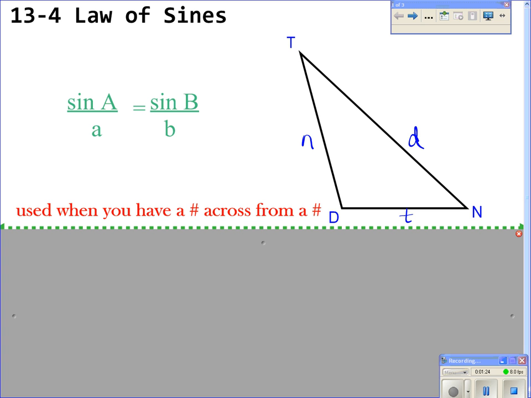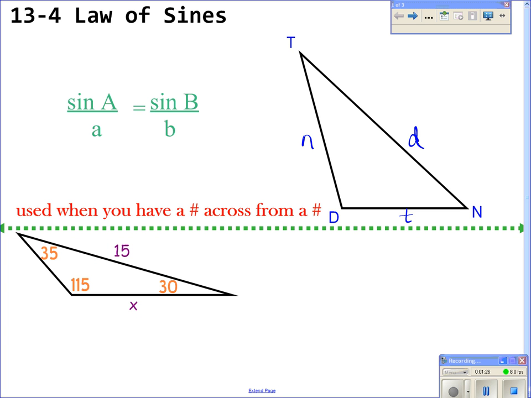So here's what I mean by a number across from a number. If you look at this triangle, and draw a quick sketch of it in your notes, the number across from a number is right here. So we have an angle, and straight across from it we have a side that also has a number on it. So because of that, we're able to use the law of sines. The law of cosines is used when we don't have that, and we'll learn that in the next section. So the number across from the number is where we start.